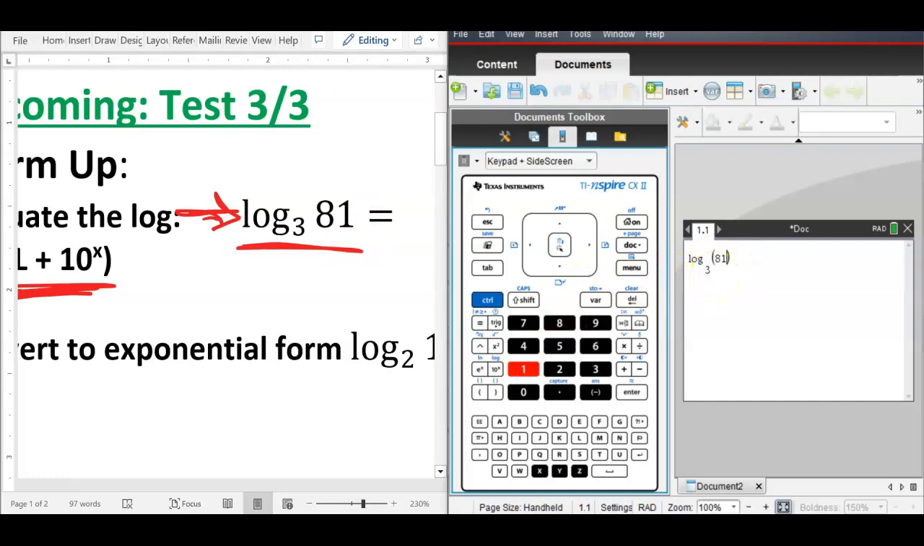Does everyone see that matches here? Log base 3 of 81. Hit enter. Boom. You get 4. That's it, right?